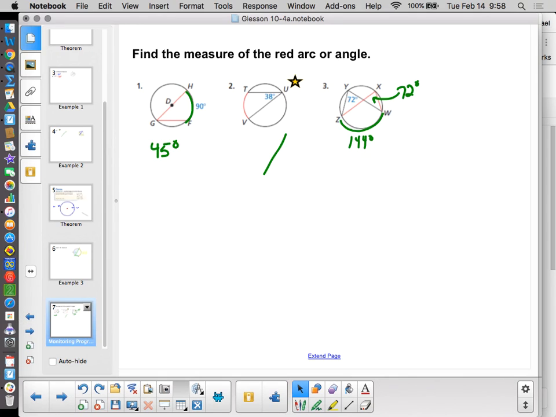And that's really what we're doing with inscribed angles today. We're just looking at finding their measures.